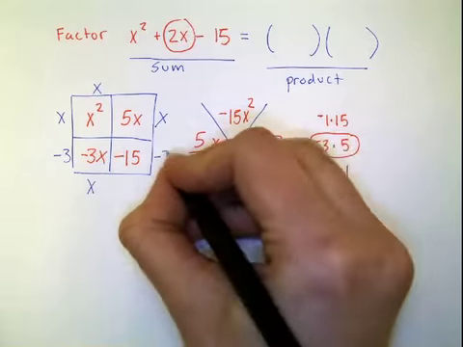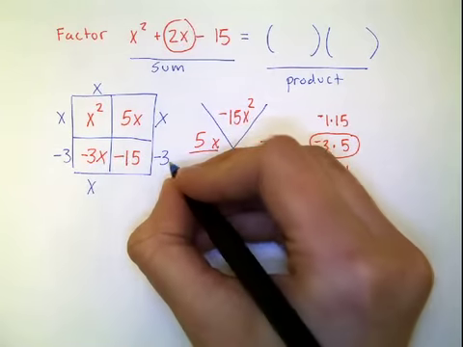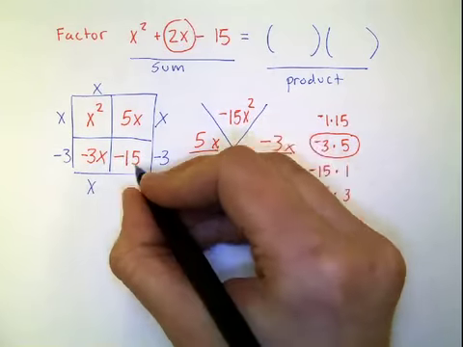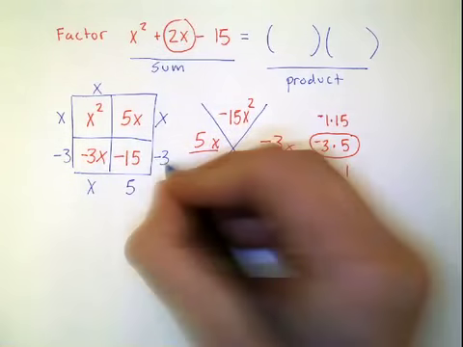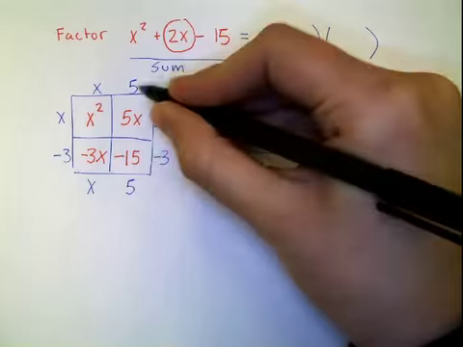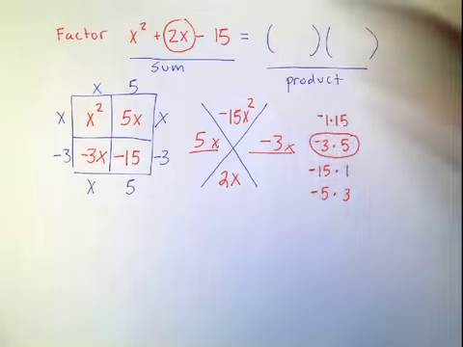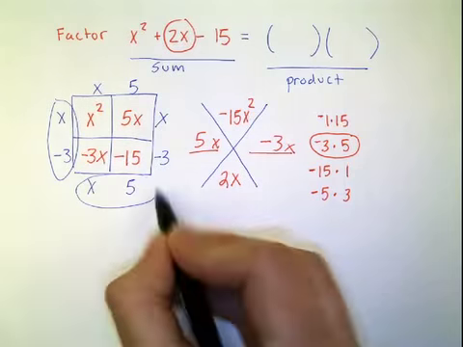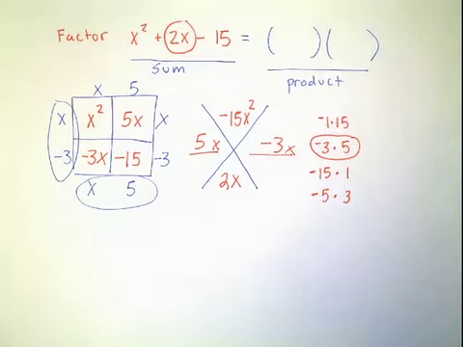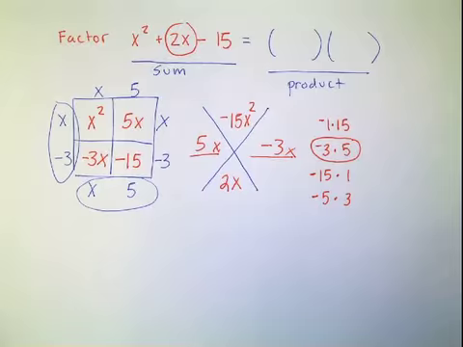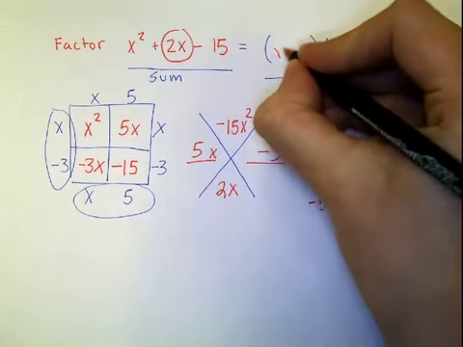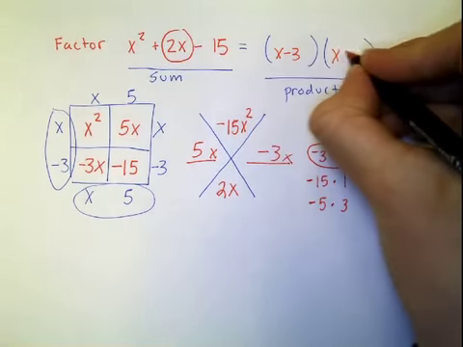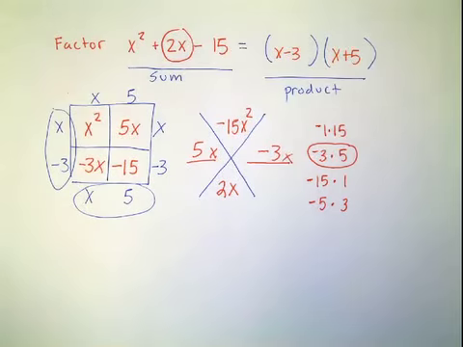Then if I copy the negative 3 over to this side, what do you times a negative 3 by to get negative 15? 5. 5 times negative 3. Copy the 5 up, make sure it works. 5 times x is 5x. Yep, that works. So these two dimensions, this length and width of this rectangle, are going to be our solutions. It means that our factored answer is x minus 3 and x plus 5. And we got our answer.